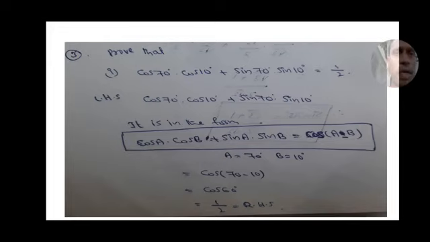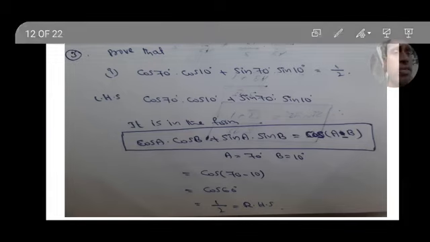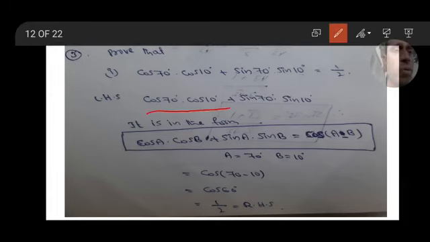Next problem, prove that cos 70 degrees into cos 10 degrees plus sin 70 degrees into sin 10 degrees equals 1 by 2. Here, what is the LHS? Cos 70 into cos 10 plus sin 70 into sin 10 degrees. Directly we don't know the cos 70 degrees value, cos 10 degree value, sin 70 degree value, or sin 10 degree value. We have to convert it into a formula. If you observe this LHS, cos 70 cos 10 means cos A cos B, and sin 70 into sin 10 is sin A sin B.